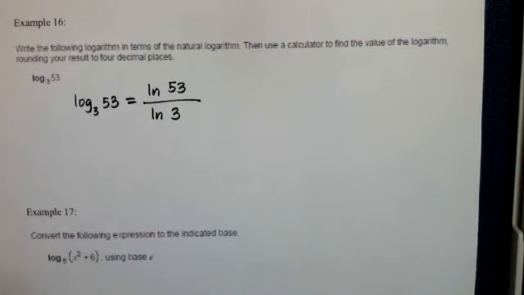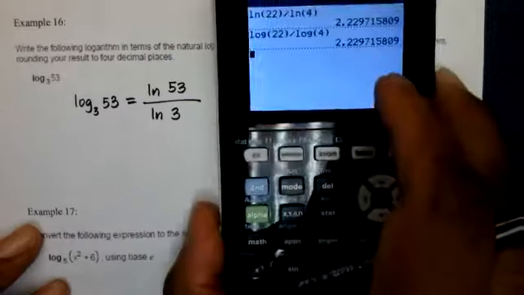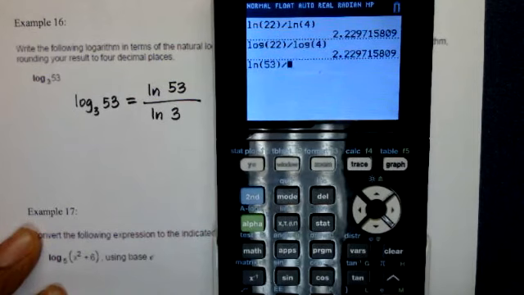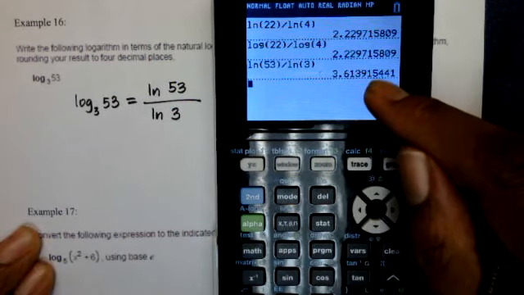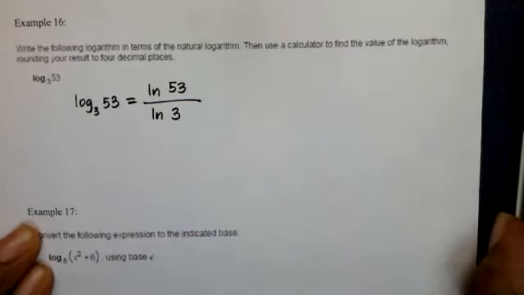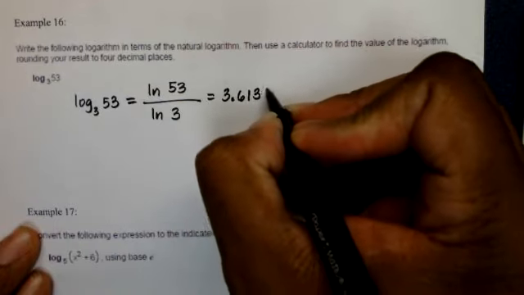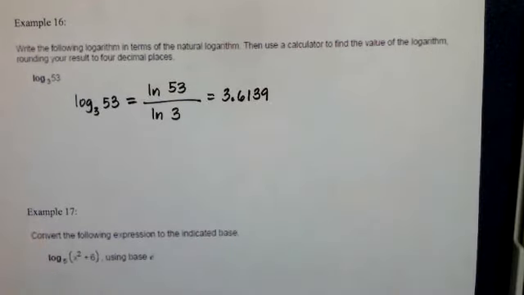By the way, it does tell us to use natural logarithms anyway in the directions. It says write the following logarithm in terms of the natural logarithm. So using the calculator, it's going to be ln 53, close parentheses, divided by ln 3, close parentheses, and then enter. To 4 decimal places, there'll be 3.6139, and the 1 will keep the 9 as is. So it'll be 3.6139 for log to the base 3 of 53.